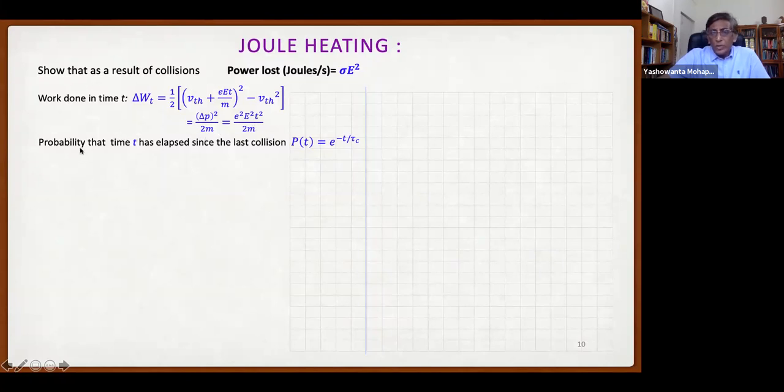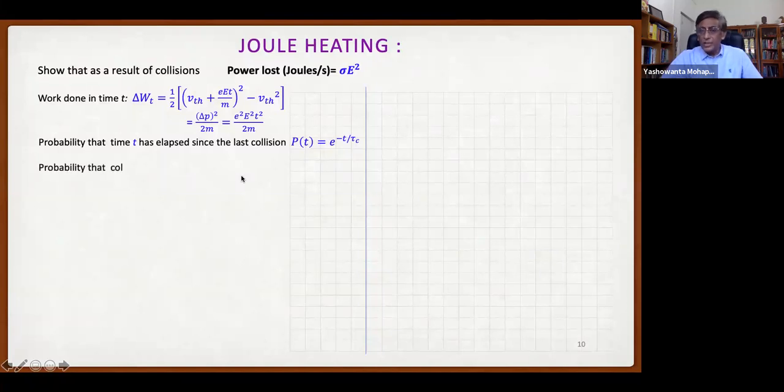Now, what is the probability that time t has elapsed since the last collision? Suppose there is no collision and the particle is traveling. As time goes by, the probability that it has not collided goes down exponentially. So the probability that it has not collided at any time t goes down as e to the power minus t by tau c. That's how tau c has actually been defined.